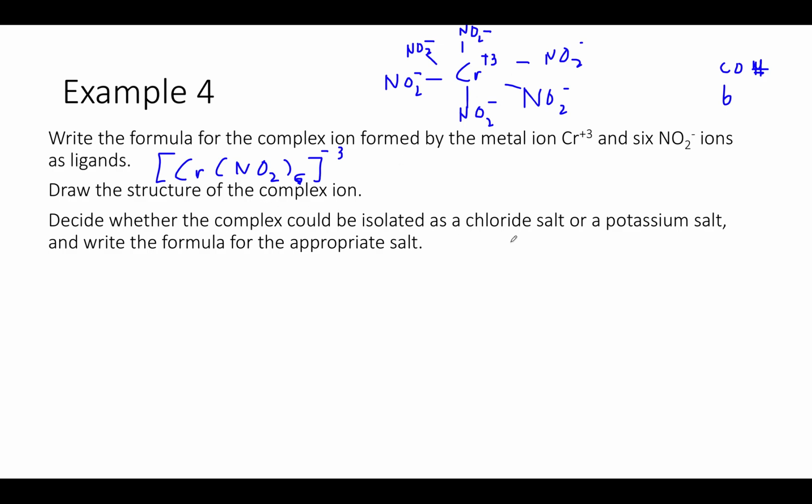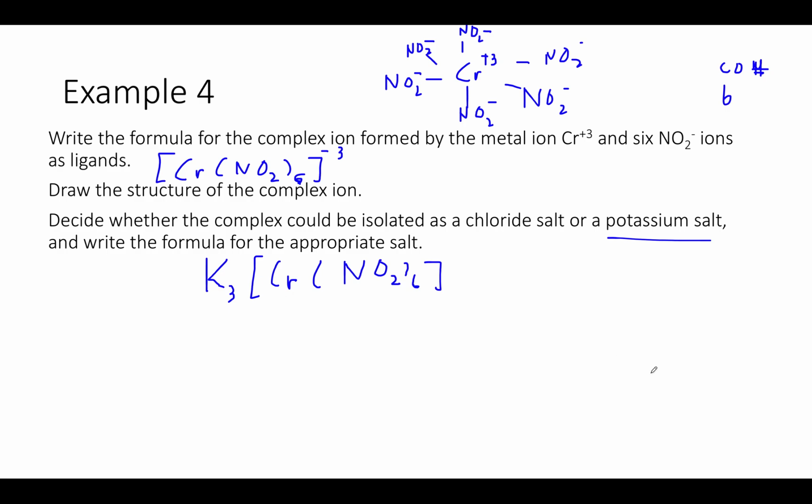Now, could this complex be a chloride salt or a potassium salt? Well, here we have a negative formal charge, so it would be a potassium salt, because potassium is positive. So if I was going to write the formula for the salt, well, I would need 3 potassium, because I need to balance out that minus 3. Then I would just rewrite the complex. But remember, I'm not going to include the charge here because it's no longer an ion because we neutralized it with the salt.